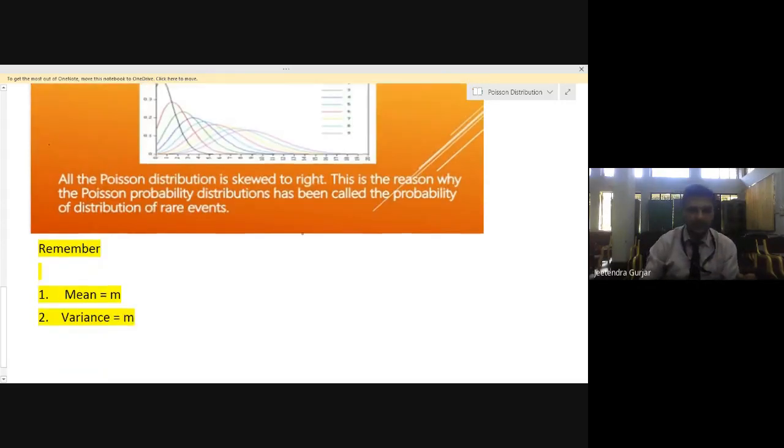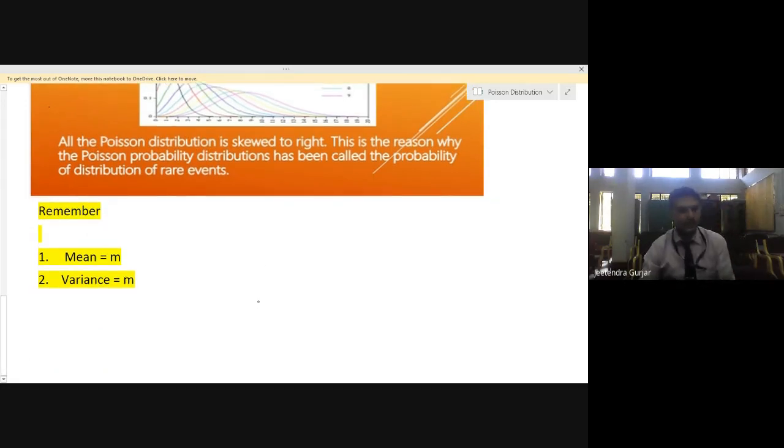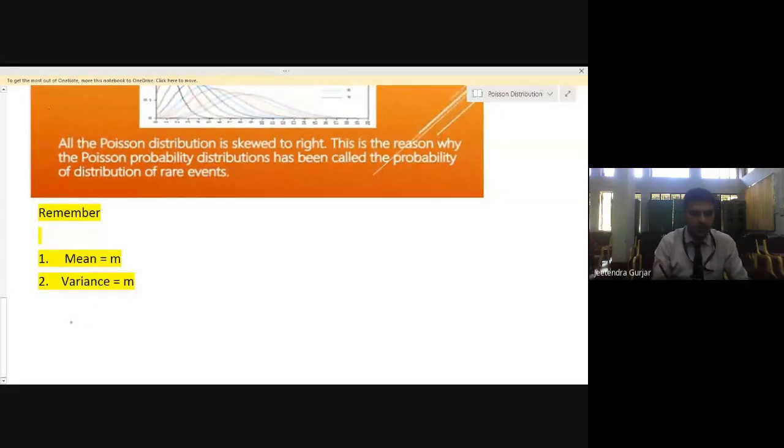So please remember this. Now you have to remember here, mean is equal to m and variance is equal to m. So how are we going to derive this? Why is the mean m and the variance m? Immediately we'll go through the basic formulas you already know, students. So we'll see what the mean is. As you remember, mean is denoted by mu.